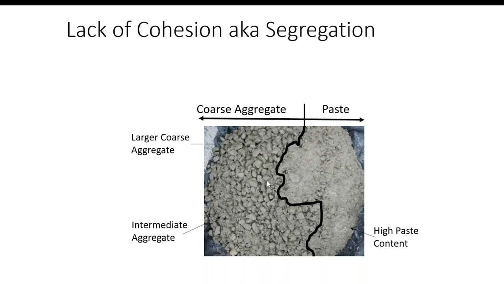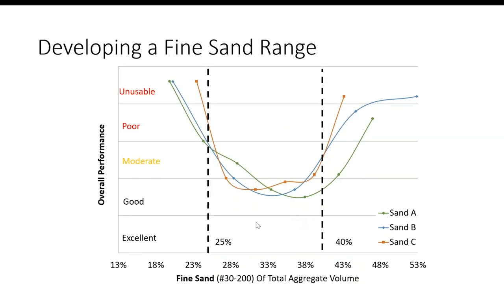And again, in airplane mode, so I can't help you with that at the moment. This sand is an issue, and so we're going to keep going. So we're going to try to develop a fine sand range. This is just taking this type of information and plotting it, just something like this. If you have too little fine sand, it gets bad. If you have too much fine sand, it gets bad. You want to be in this sweet spot in the middle.